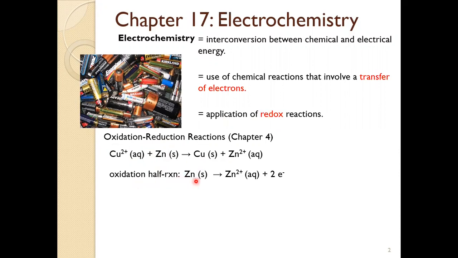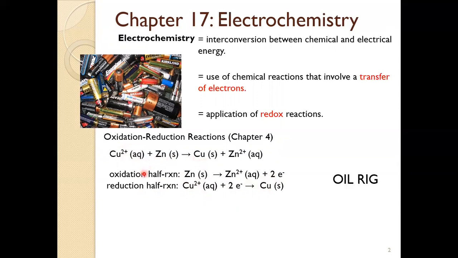One just describes the oxidation process, where elemental zinc is going to zinc 2 plus with the loss of 2 electrons. And then the second is called the reduction half reaction, which just describes the reduction process, where the copper 2 plus ions are gaining or accepting those 2 electrons to produce elemental copper. Notice that the sum of the two half reactions will give us the overall reaction.